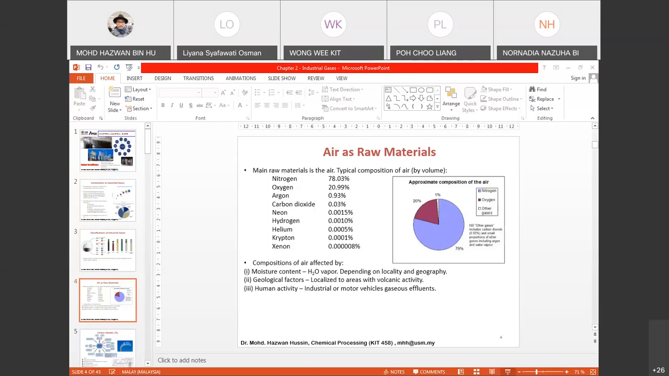Yep. The slide is not moving again. No, the slide is still not moving. My goodness.